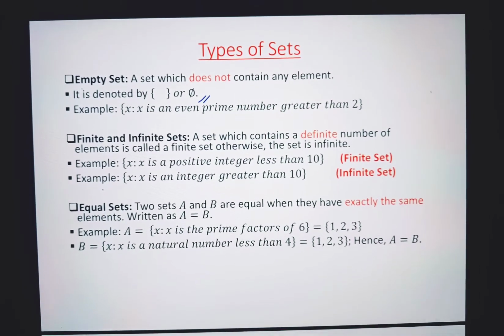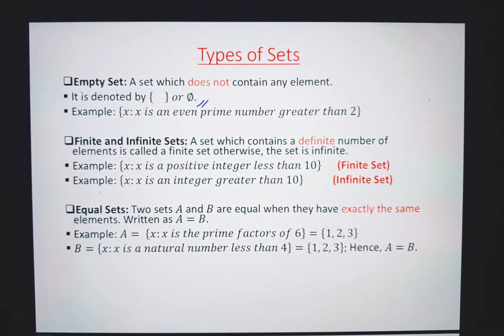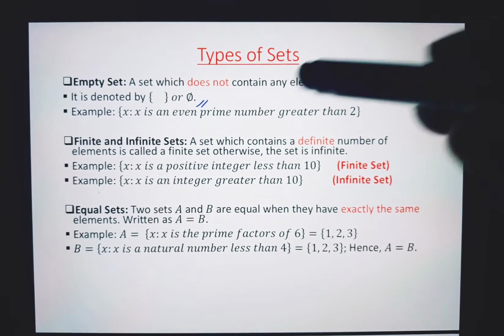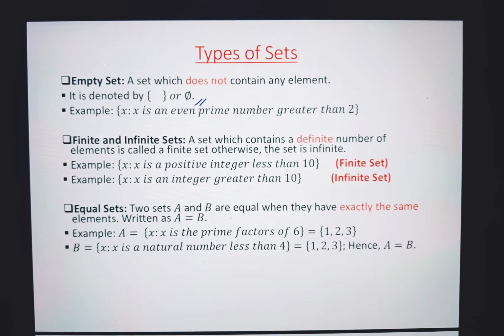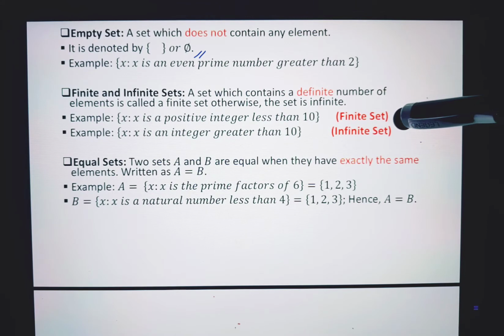Now let us see an example of an empty set. x is an even prime number greater than 2. Actually there is no even prime number greater than 2. Can you think of one? No. Because if we have an even number greater than 2, suppose we say 4, it is a multiple of 2, right? So it is not a prime number. There is no prime number greater than 2 which is even. Now let's move on to the next one.